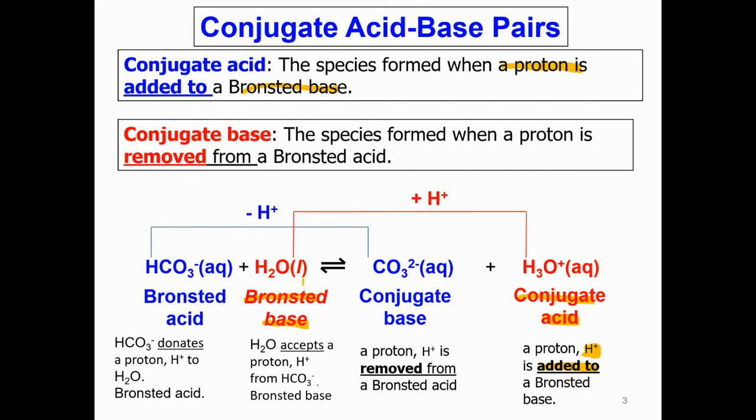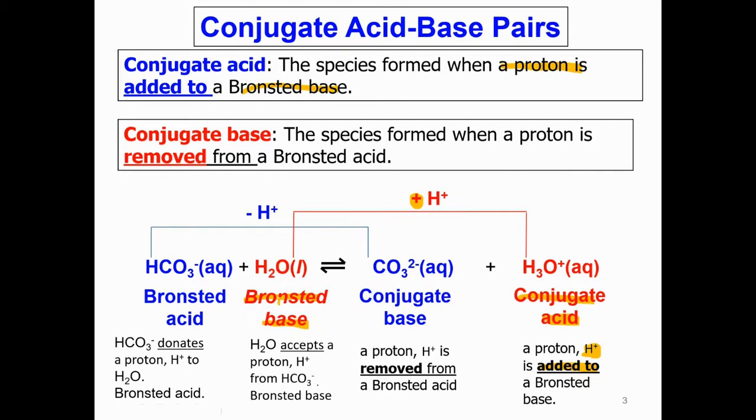Before the reaction, H2O is a base. Then after the reaction, water accepts a proton, or a proton is added to water, and then water becomes conjugate acid. When water becomes H3O plus, hydronium ion, the hydronium ion is known as conjugate acid. So it is quite easy to recognize Bronsted base and its conjugate acid.